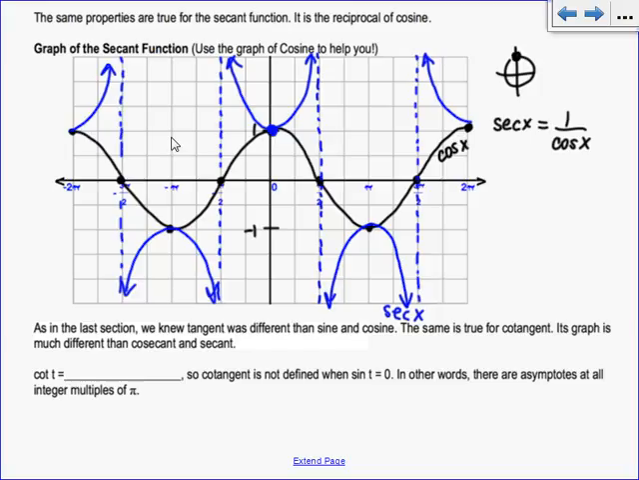So if you want to label, one thing that might be useful on the homework is to label and say, okay, I have secant of x and I had cosine of x. It's not tomorrow, don't worry. All right.